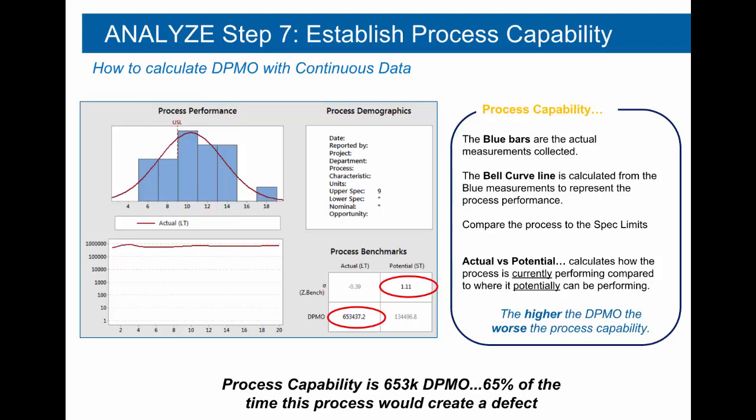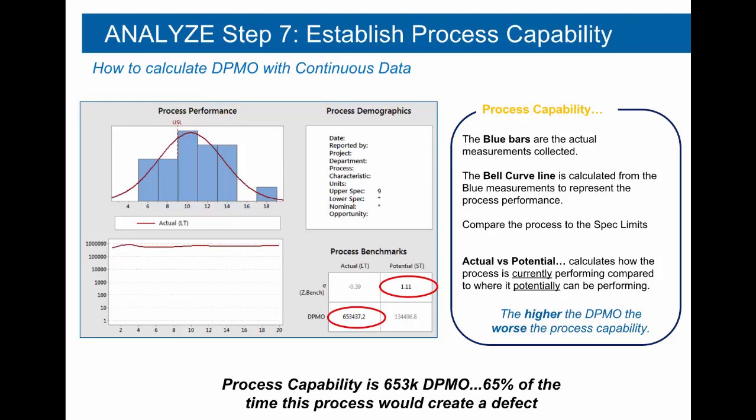So a lot of times in Six Sigma we talk about defects per million opportunity. That's circled on the left. So in this case 653,000. Based on that curve in the graph, there would be 653,000 defects if this process was run 1,000,000 times.